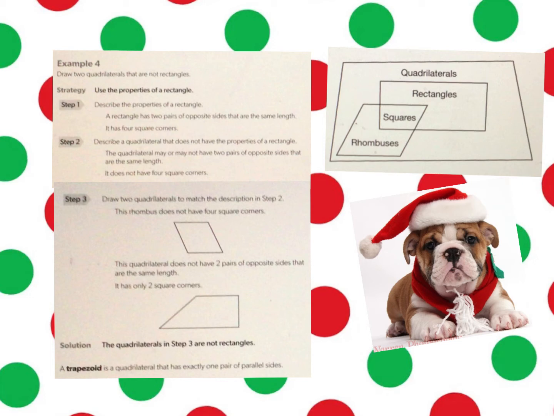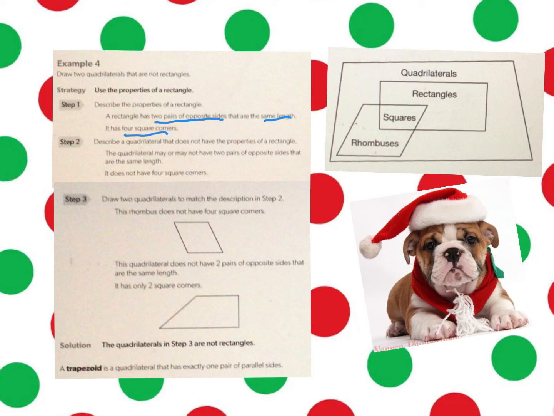So we're going to use the properties of a rectangle and draw 2 quadrilaterals that are not rectangles. So let's first think. Step 1, describe the properties of a rectangle. A rectangle has 2 pairs of opposite sides that are the same length, and it has 4 square corners. So describe a quadrilateral that does not have the properties of a rectangle. Well, the quadrilateral may or may not have 2 pairs of opposite sides that are the same length. It does not have 4 square corners.